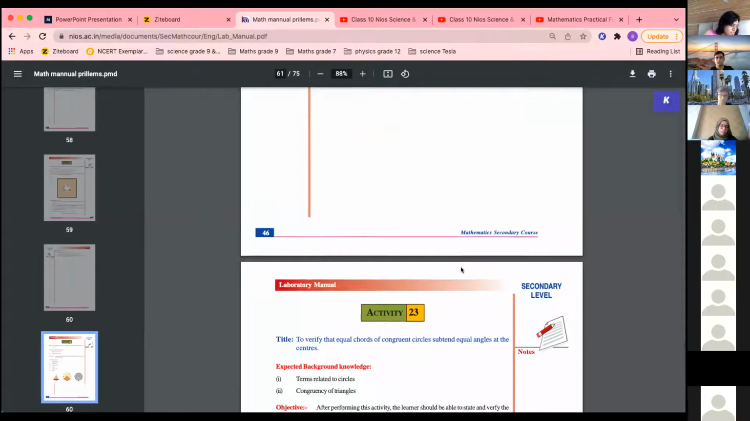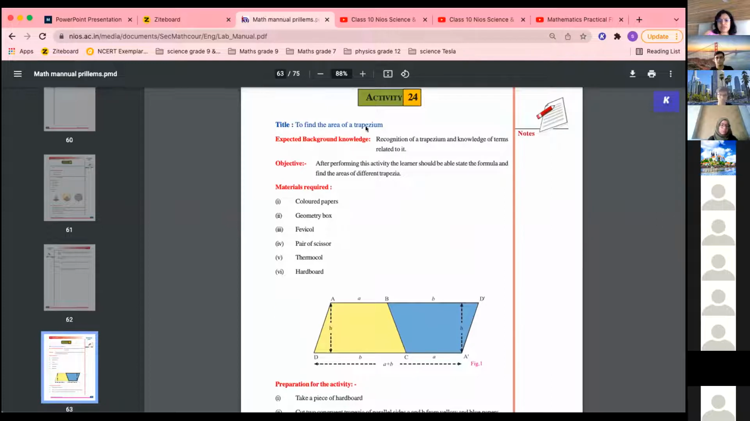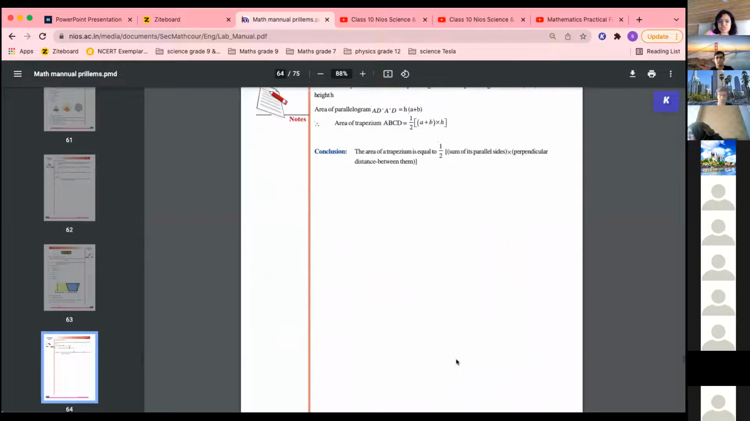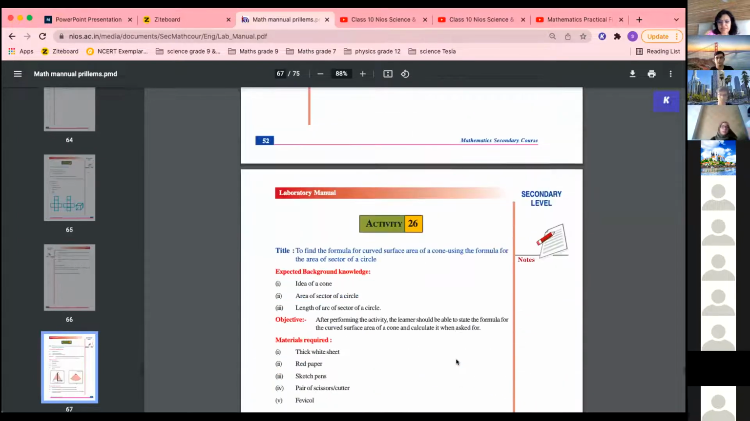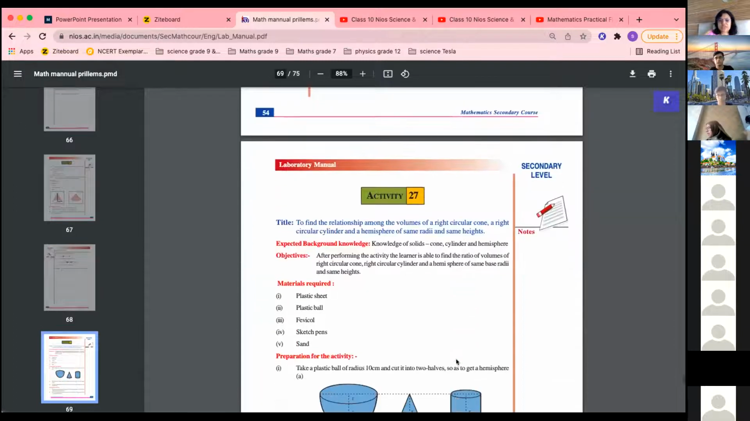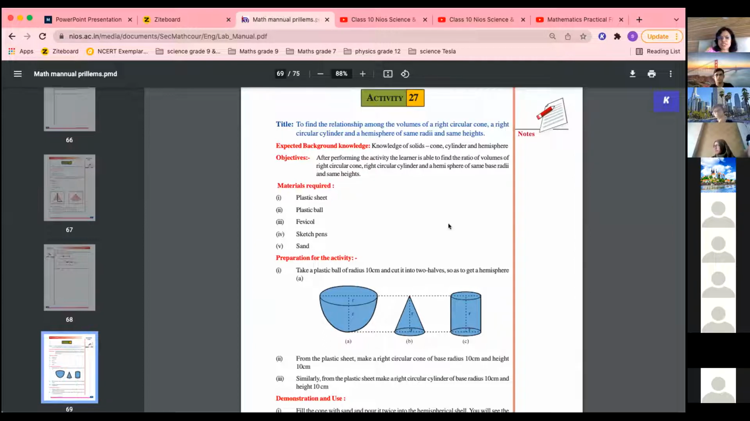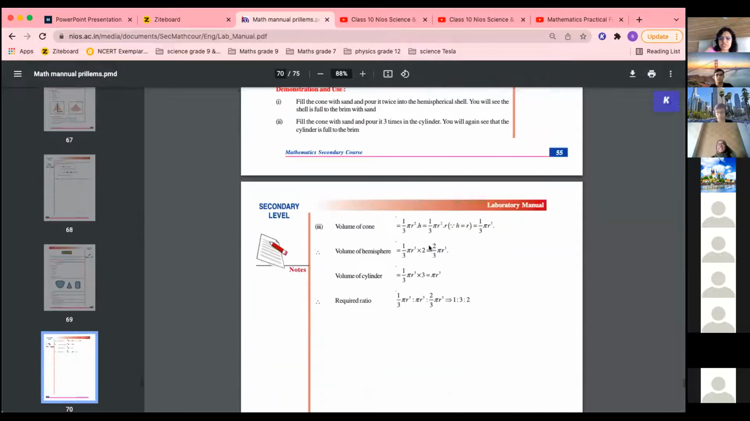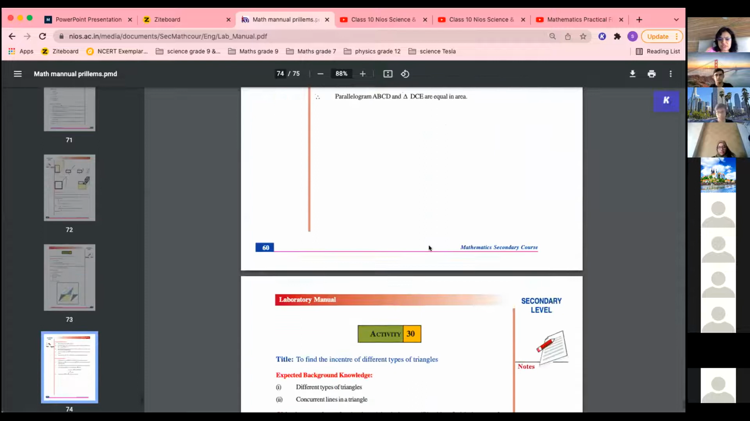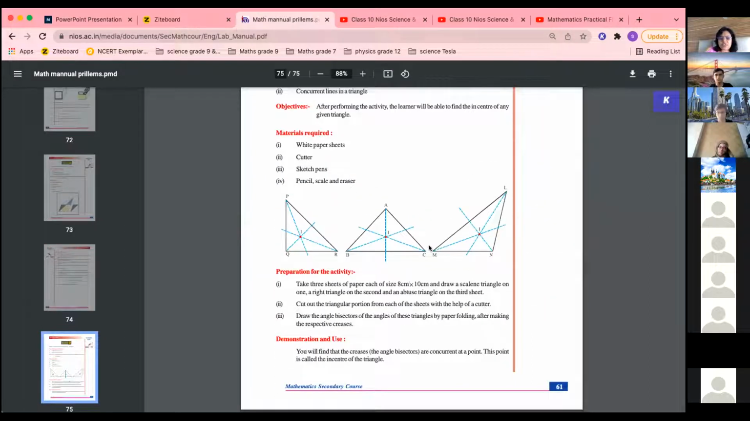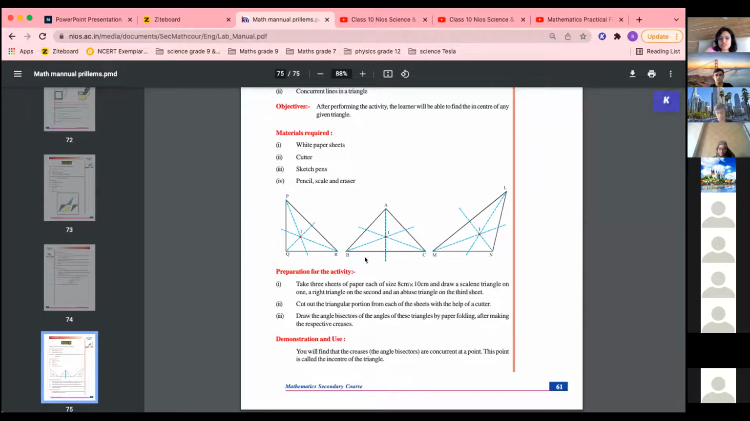Okay. 24 is, what is 24? 24 is this. Find the area of a trapezium. So this is also very simple. And 27 is to find the relationship between the volume of right circular cone, cylinder and hemisphere of same radii and same heights. So this was also a small one. And last one, 30. So do 10 maximum, that will be okay. This is 30, to find the incenter. This is a small experiment.